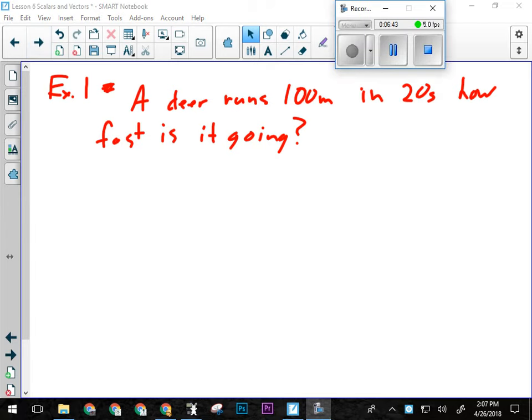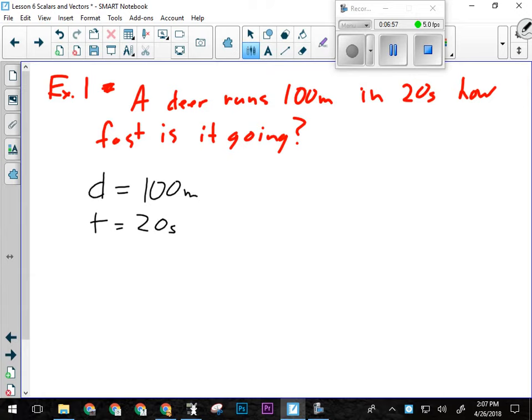Okay, so this one's pretty straightforward. 100 meters. What did they give me? Distance, because they didn't say 100 meters north. That would have been a displacement. They just said 100 meters, and they told me 20 seconds. So that's a time. How fast is it going? Am I looking for velocity or speed? Speed, because if they wanted velocity, they would have said how fast and in what direction. I can't solve for velocity here because nothing had a direction on it anywhere in this question.